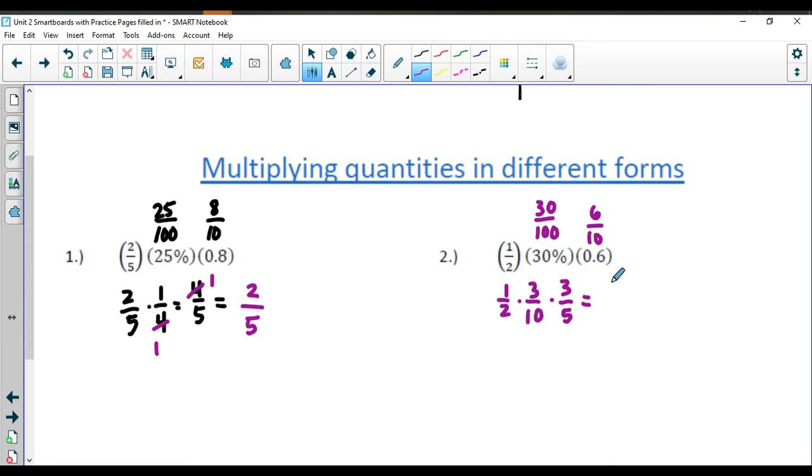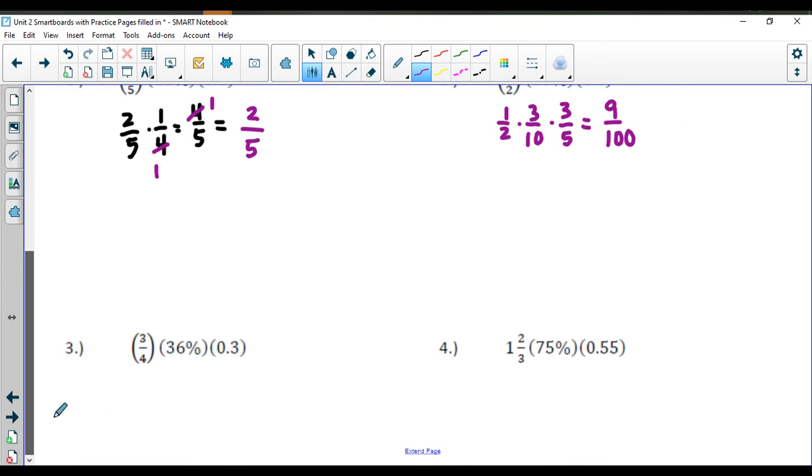So 1 times 3 times 3 is 9. 2 times 10 times 5. So that would actually, I'm going to switch the order here. 50 times 2 is 100. So I get 9/100ths for my final answer.